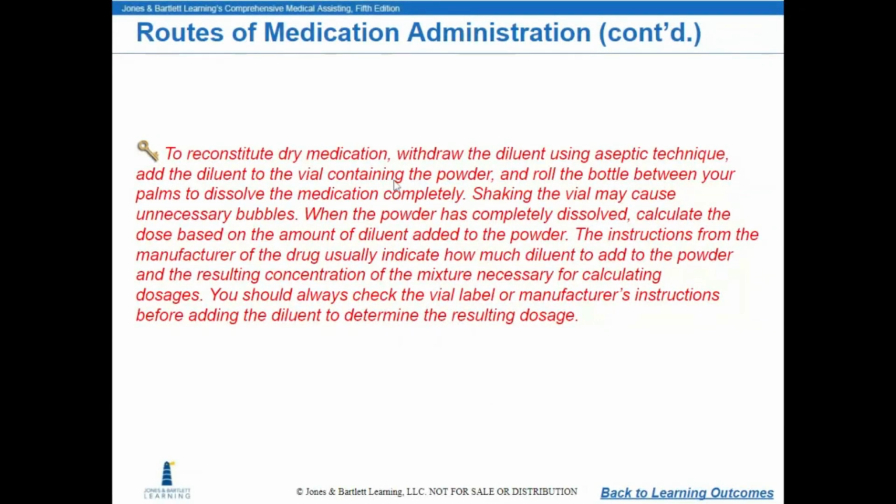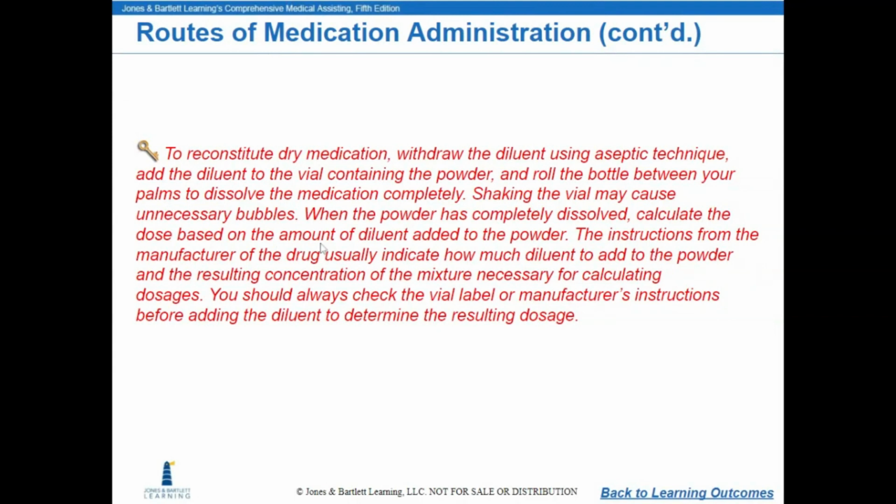All right, so this is just going more into detail. When you're reconstituting a dry medication, you're going to draw up the diluent, and then add it to the vial with the powder. You're going to roll it between the palms of your hands to dissolve the medication completely. Don't shake it because it may cause some unnecessary bubbles. So we roll it in our hands.